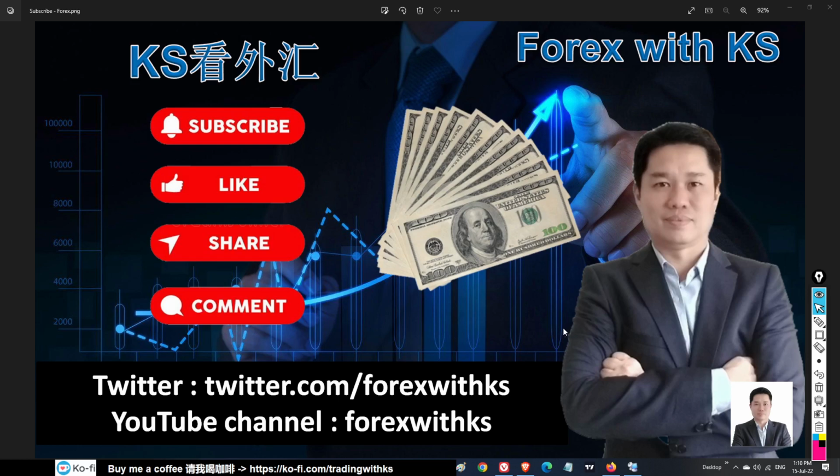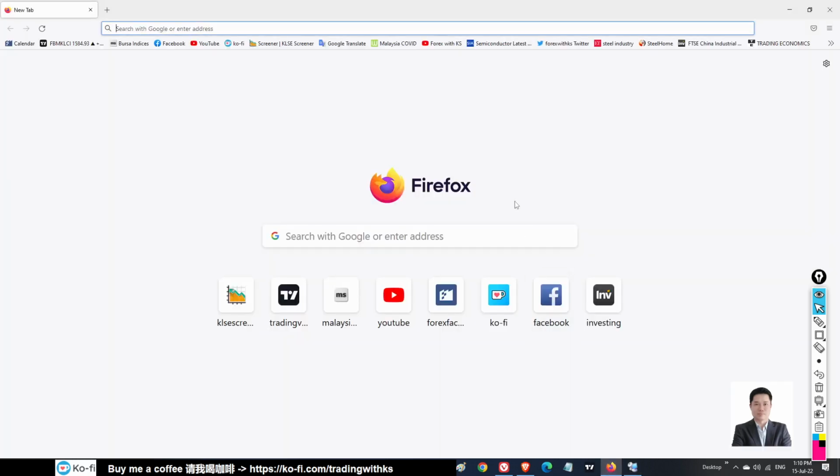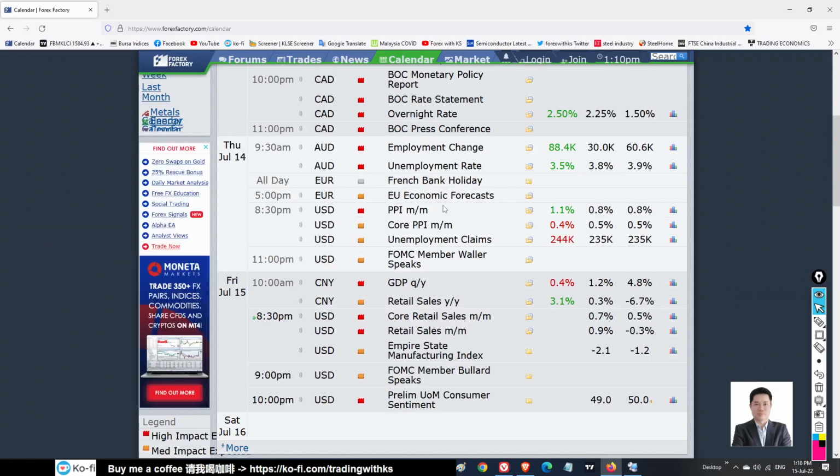After the CPI numbers, the US dollar didn't actually strengthen as expected. As I said, be careful. The market is manipulated, so don't always trade following the news. Make sure you check your price action and that everything looks good, and only then start to put in your position. So let's check out the calendar. What is going on today?